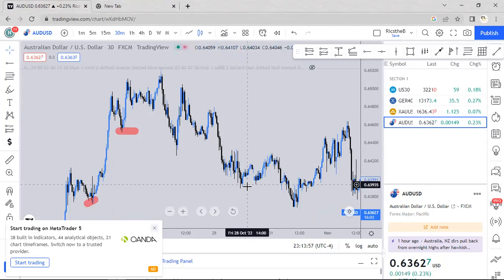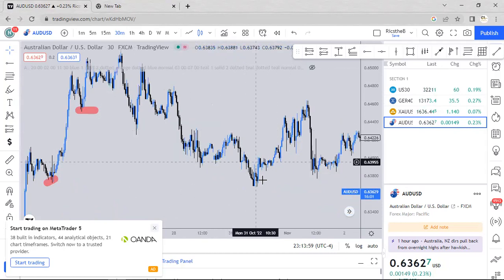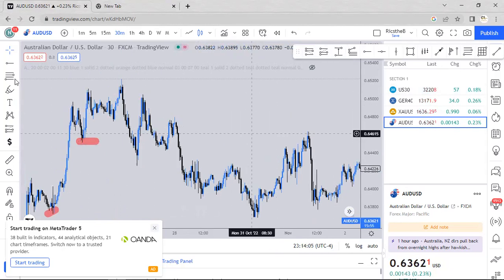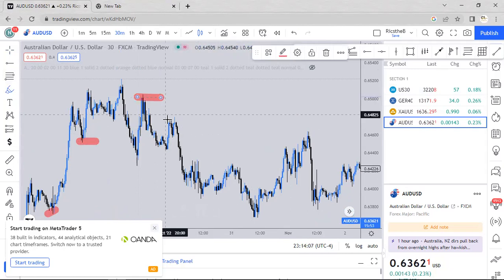and keeps on pushing to give us a lower low. Then again, lower high, lower low, lower high, lower low. And that's right here, my friends. That's how you get to identify structure. So these are the areas that we should be looking to sell from.